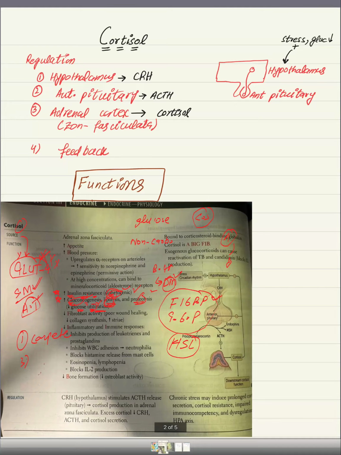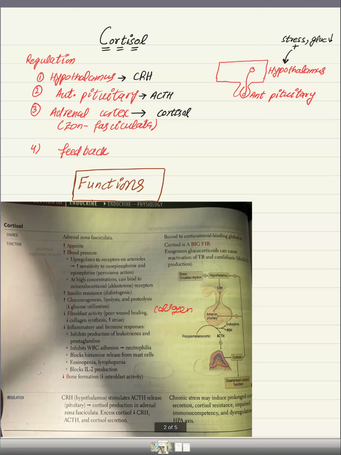And then the next, sixth point, is that cortisol will go and decrease the fibroblast activity. Now, we have to understand this. Whenever you have high cortisol, it will decrease the fibroblast activity. What is the function of fibroblast? The function of fibroblast is to make collagen. If you inhibit the fibroblast, you are not going to make collagen. What will be the result? Your skin will become thin. You will get poor wound healing.